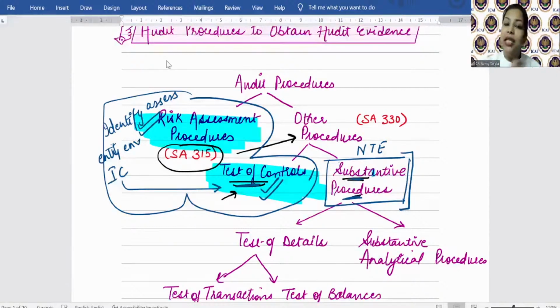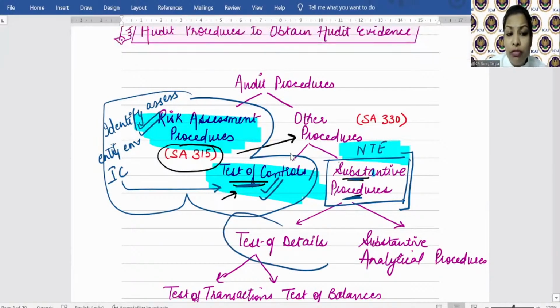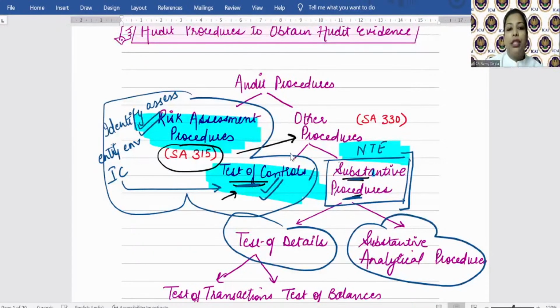Merely by checking the internal control, the auditor cannot give his opinion. Based on his assessment of risk and the results of test of control, the auditor will decide what? The NTE of substantive procedures: nature, timing, extent of substantive procedures, right? So substantive procedures have to be performed. Now it depends upon the auditor's assessment and professional judgment whether he wants to perform test of details only, or substantive analytical procedures only, or a combination of both. Okay?